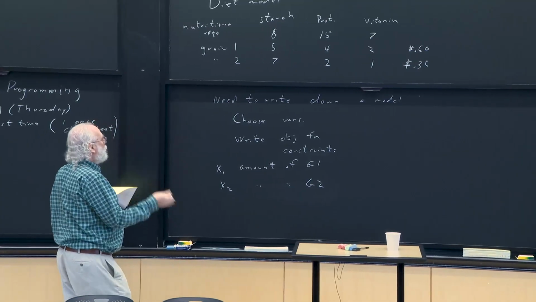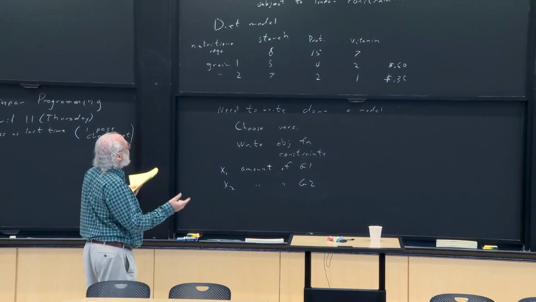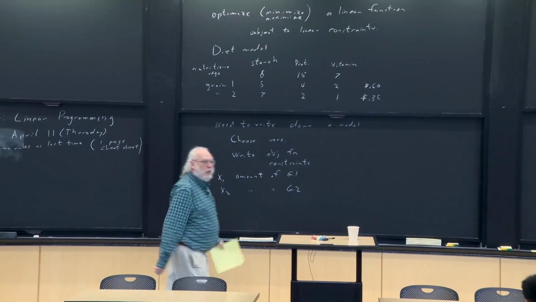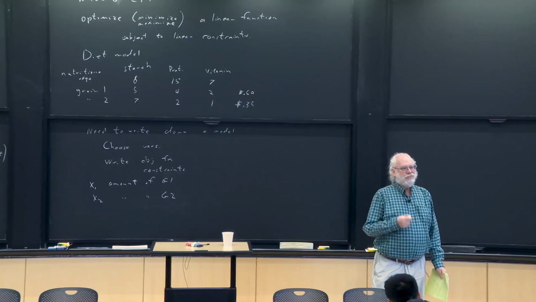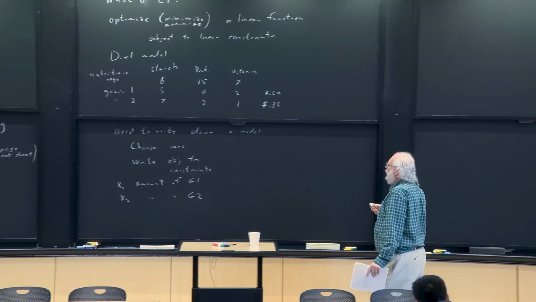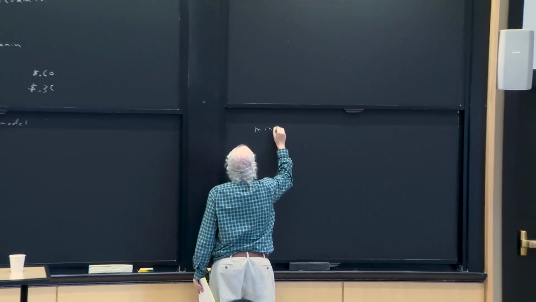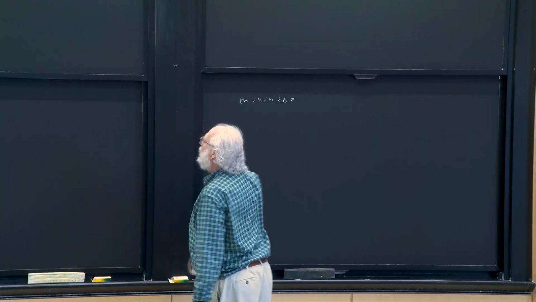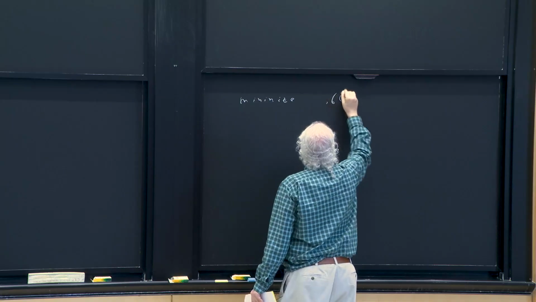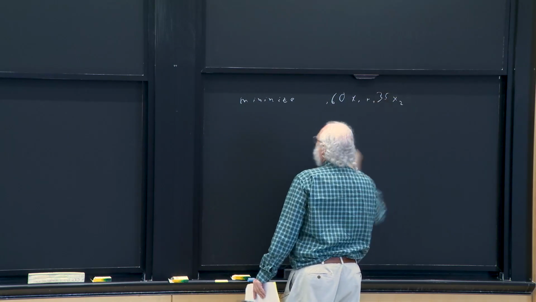And now we want to write down an objective function, so we either need to minimize or maximize something. So what do we want to minimize? The cost. So let's write it down here. Minimize 60x1 plus 35x2.